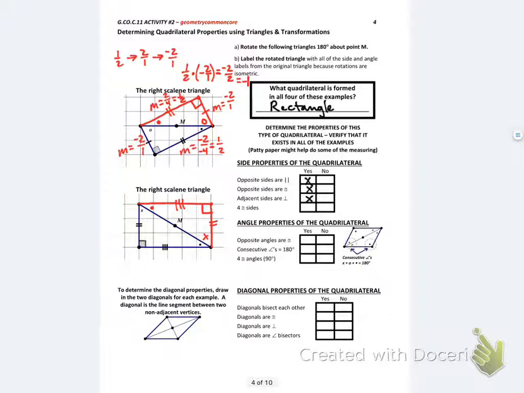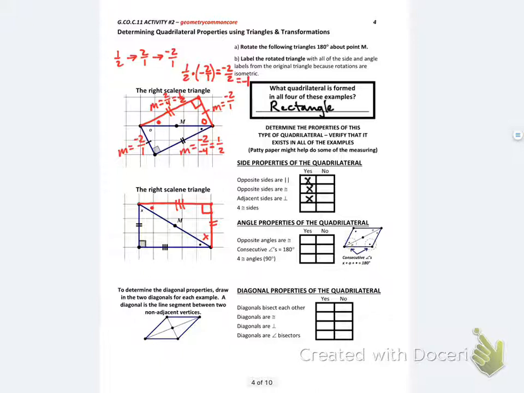This is maybe the fastest way of doing it. Take your two slopes, multiply them together. If you get negative 1 as your product, then you have perpendicular lines. Okay? I will give you more practice with that because I will include it on the test. But we can move past that for now.